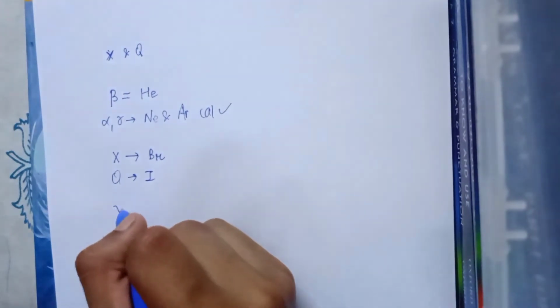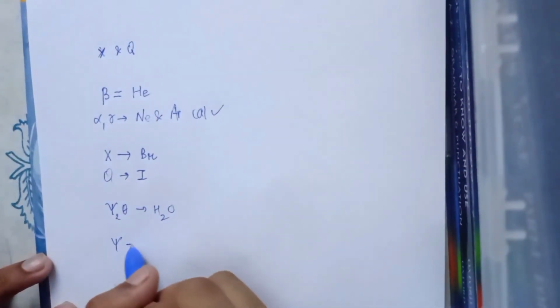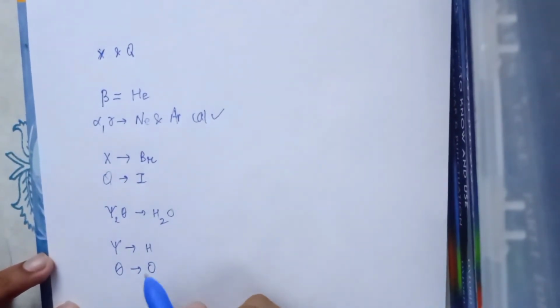It says phi2 theta reacts with some other elements given to form acidic solutions. Now acidic solutions are always formed in aqueous solutions. We know that from our acid-base theories. So phi2 theta must be water, that is H2O. From this we can infer that phi is hydrogen and theta is oxygen.